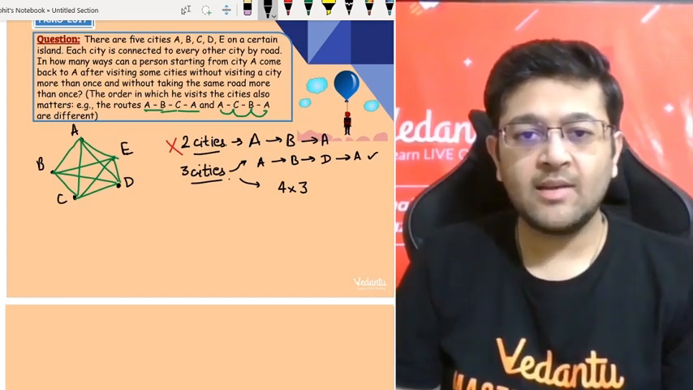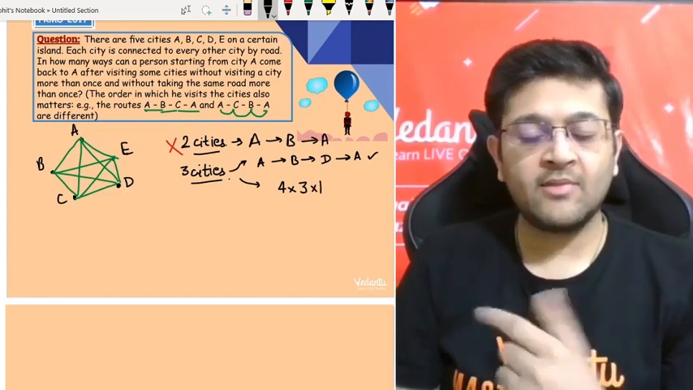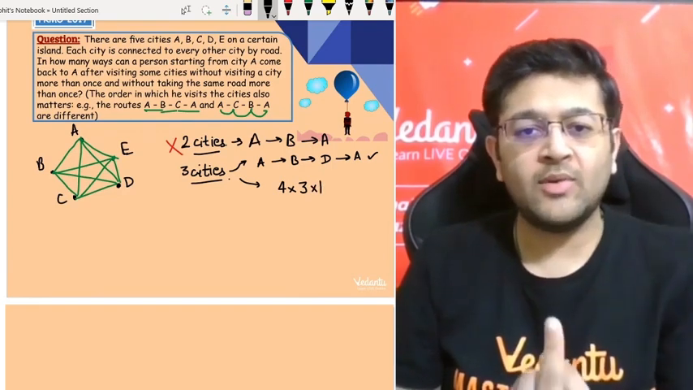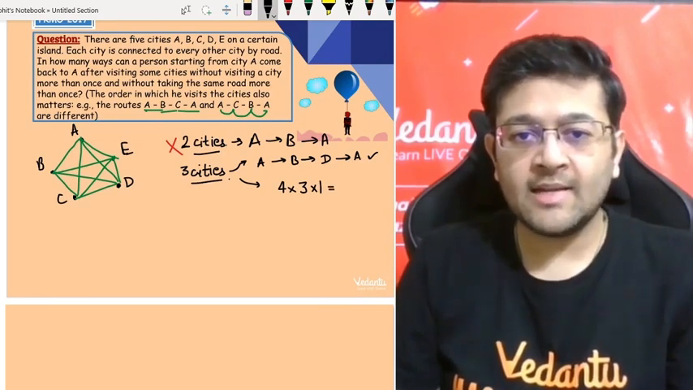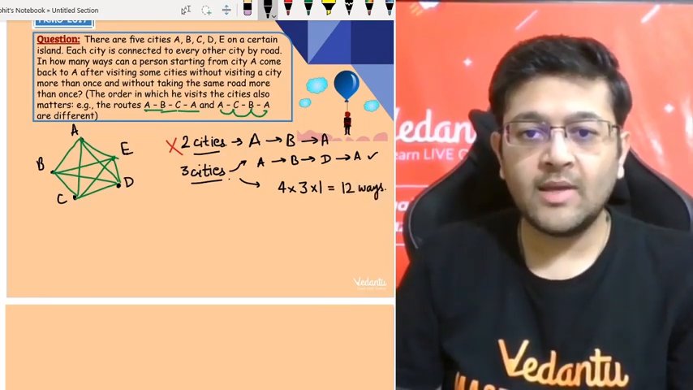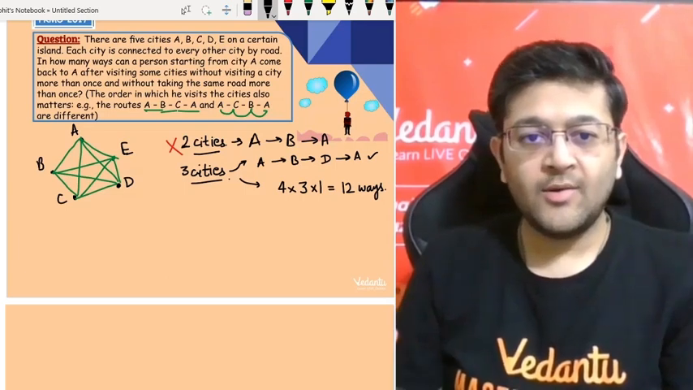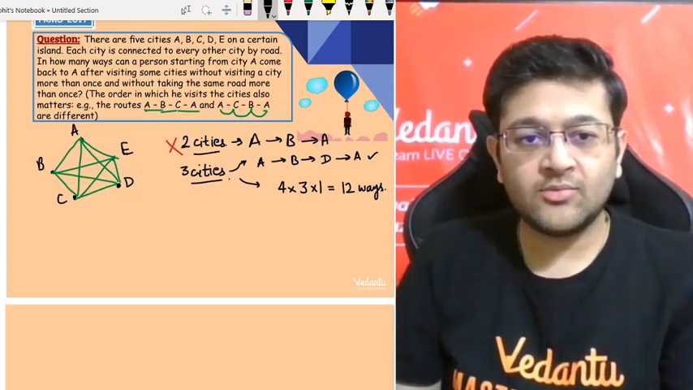Then once I have reached there, now I have only one way to go back, right? I have to come back to A. So from that city there will be only one way. So total number of ways in case of 3 cities I'll get is 4 into 3 is 12. Okay, so that is one of the cases. Similarly we can solve the other cases also.